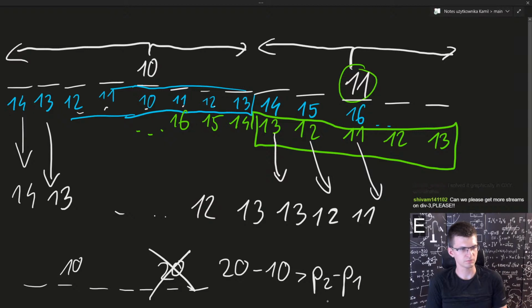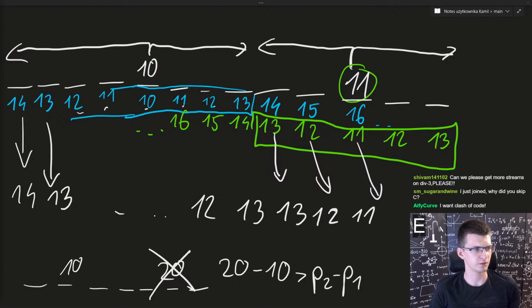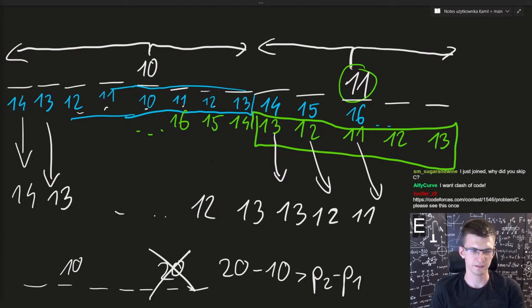More streams on division 3. I will see what I can do about that. But you know, at every difficulty, people want those. I'm aware actually. Oh, an error occurred on YouTube. Am I live? I'm aware that more people want division 3 content, but I am also aware that other YouTubers and just content creators can do division 3 streams as well. Well, I'm one of few who can do division 1. So that's an argument to do division 1. Why did I skip C? Because it was boring. Clash of code. We'll see.